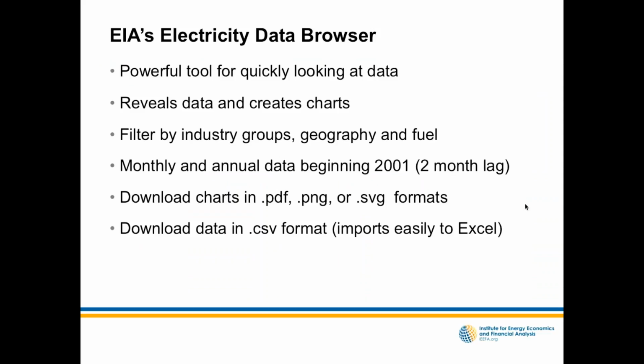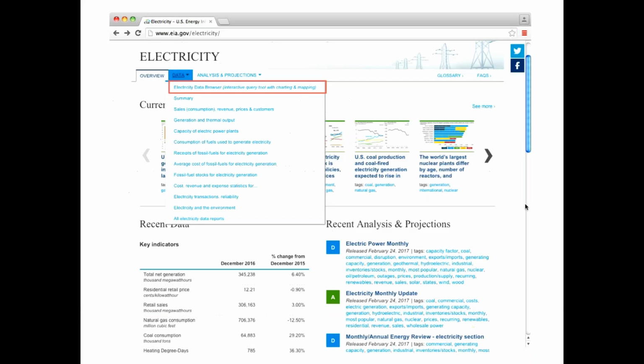The last thing I want to talk about very quickly is the data browser, the electricity data browser, which for a lot of people may be what they really want. This is where you get aggregated data by fuel, by state, or nationally about what's happening in the electricity markets. And that is found right at the top. It's going back to the electricity main page.